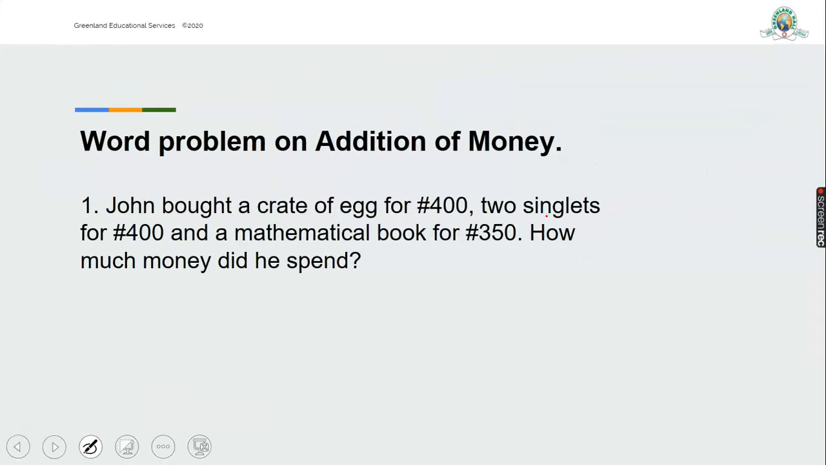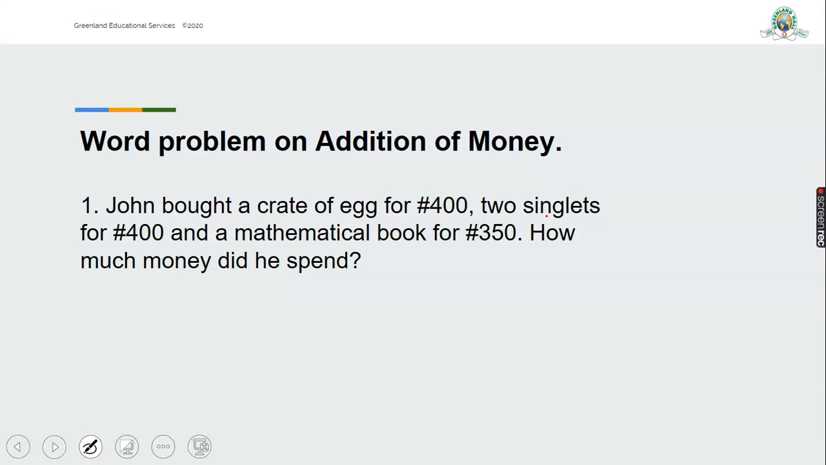Now, let me give you some word problem on addition of money. If I should ask you, mommy gives you 30 naira and daddy gives you 40 naira. How much do you have altogether? The money daddy and mommy has given to you, what do you do? You just join them together. You say 30 naira plus 40 naira, then you have 70 naira. The same thing that we are looking at now: a story that deals with addition of money.